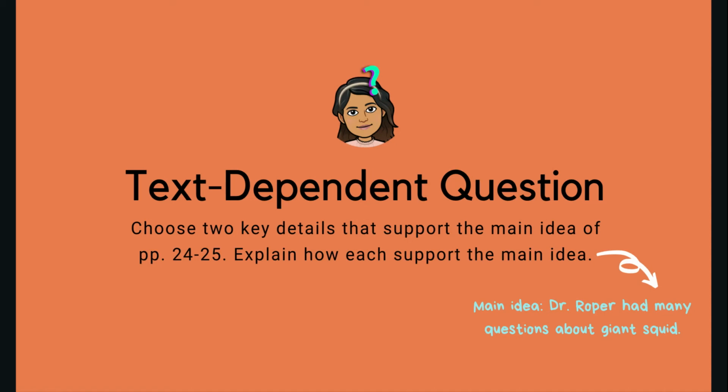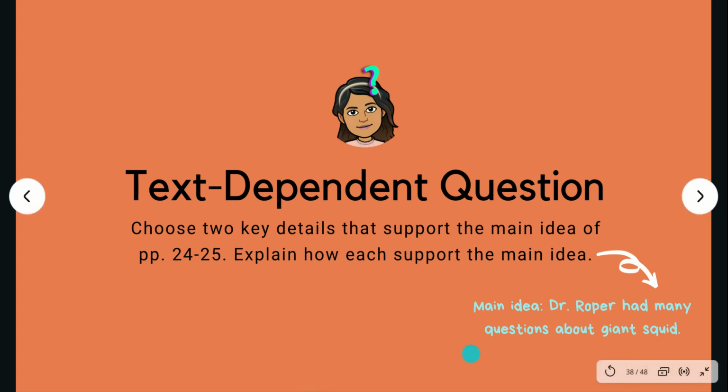It's time to review our answers to our TDQ question. Remember that the question was to choose two key details that support the main idea of pages 24 to 25 and then explain how they support the main idea. Now, when we do our TDQ, we will be using our thinking steps. We've already done step 1, which is to find the main idea.